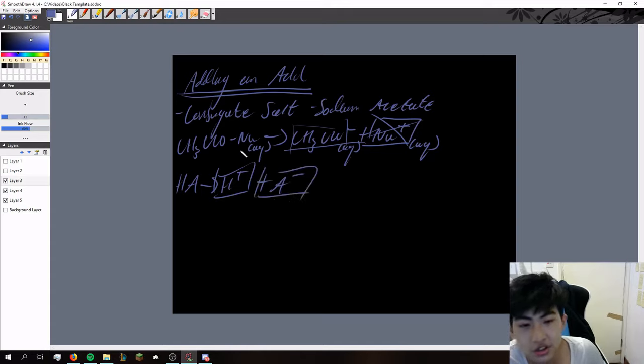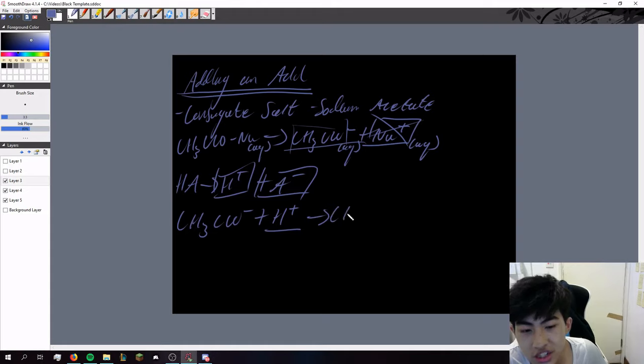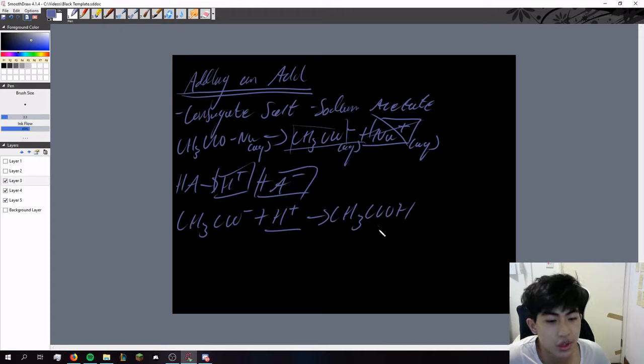This H plus ion can react with this acetate ion given through our conjugate salt. So we say CH3COO minus plus H plus, our source of acidity, and I'm sure you can see where this is going. It's going to change this into acetic acid. But you may say, this is an acid. Why does it not do the same thing? We're just reducing an acid and we're creating an acid at the same time.